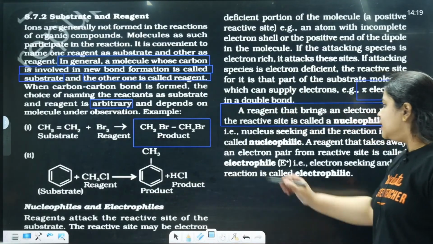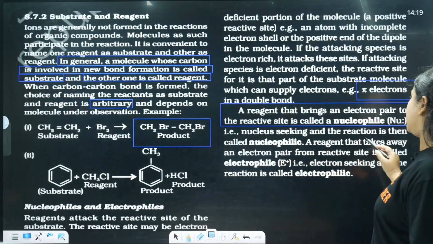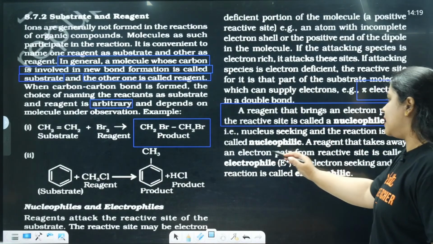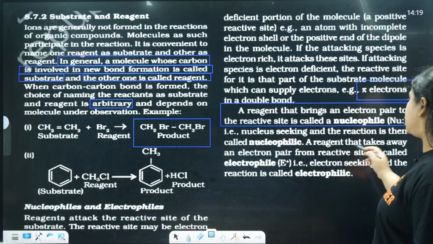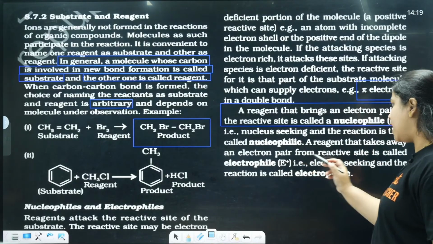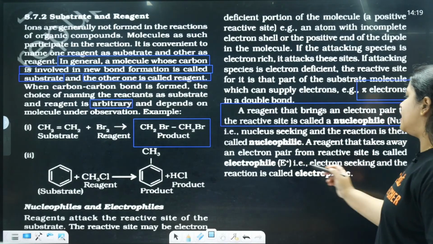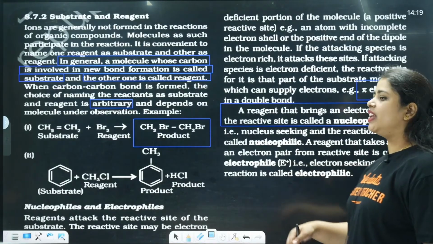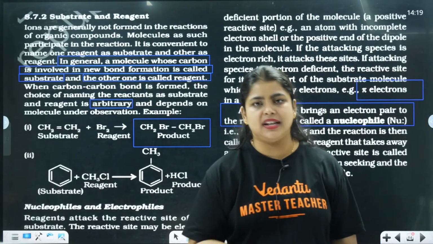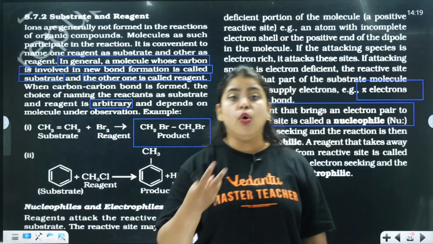Simple, right? Then it is called nucleus seeking, and the reaction is called a nucleophilic reaction, and the reagent that takes away the electron pair from the reactive site is called an electrophile. Meaning, if the electrons are more, it's not deficient, it actually has more electrons.